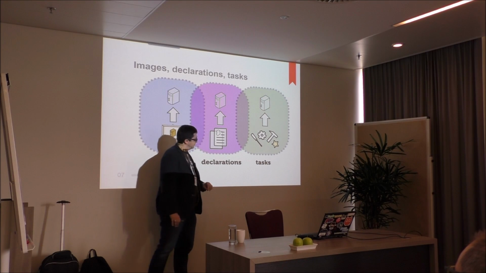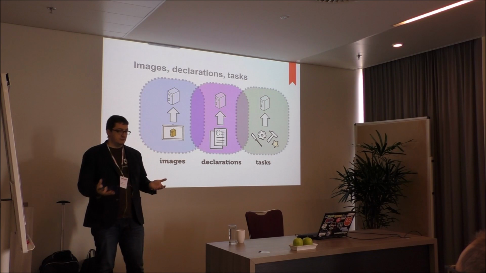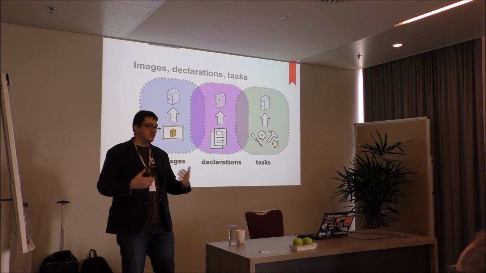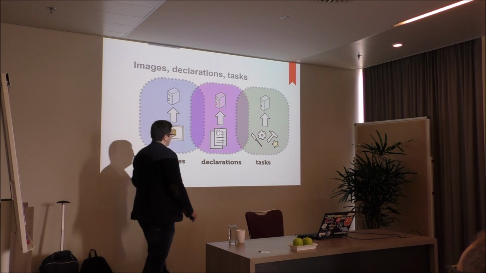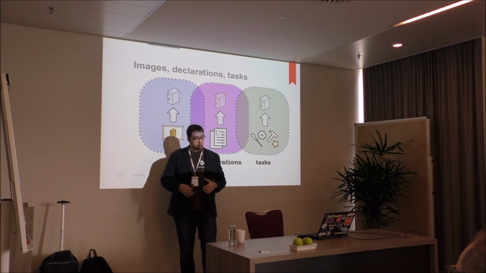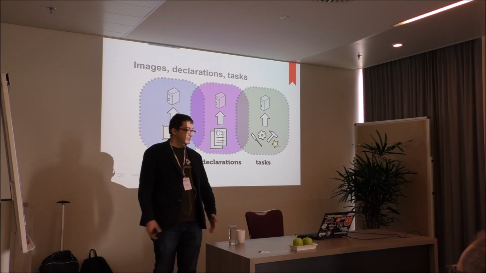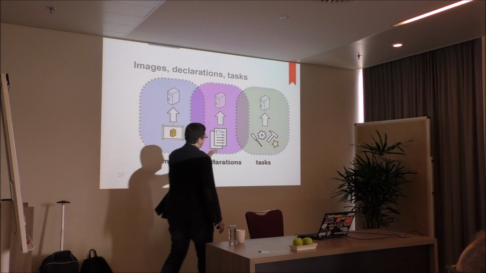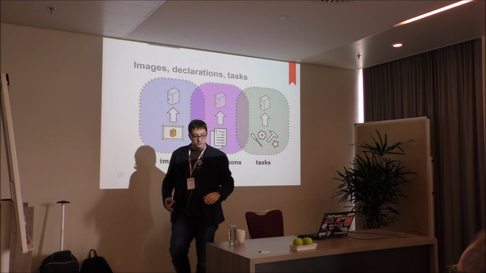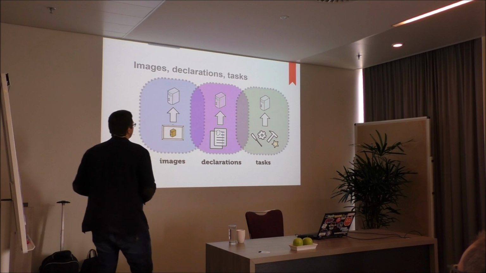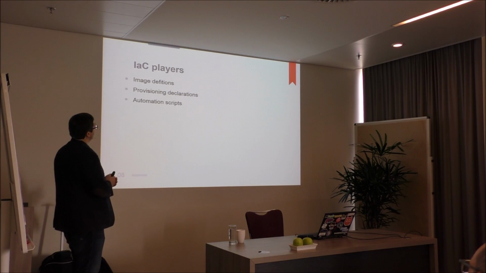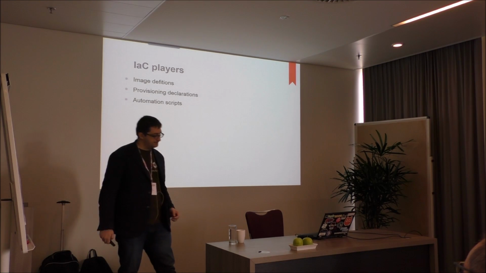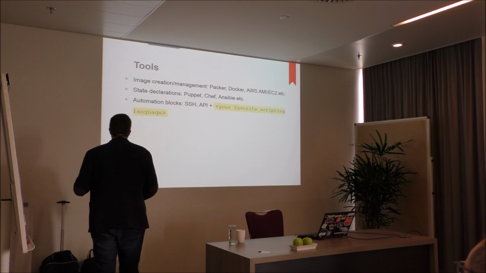The next area is the declarative state of your infrastructure, and tools like Puppet, Chef, and Ansible fit here very well. They are called declarations because we define what kind of state we want from our infrastructure. And all the rest that comes on top of that, something that probably has a different life cycle, like restarting servers, orchestrating servers, flushing the cache, deploying applications, can go in this final area where we do more ad hoc maintenance. So image definitions, provisioning declarations, and automation scripts are the main infrastructure as code players. And there are tools that support each one of them.